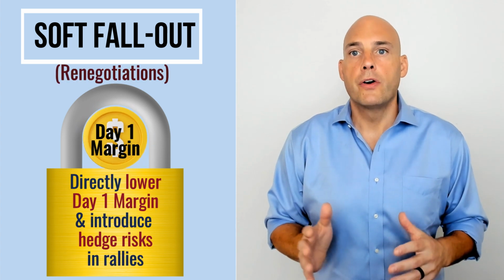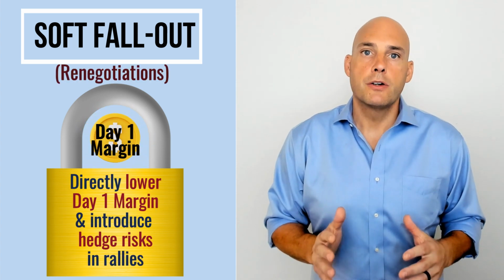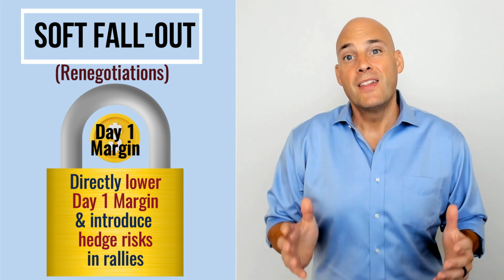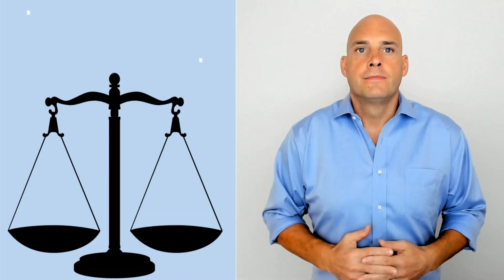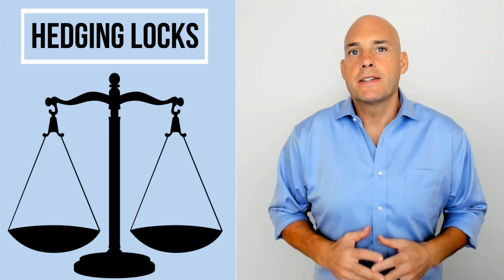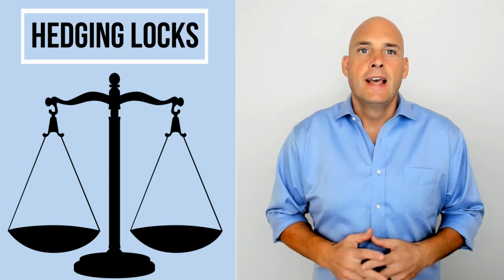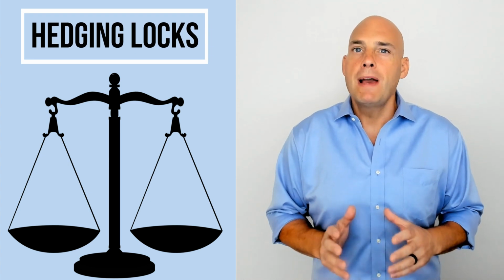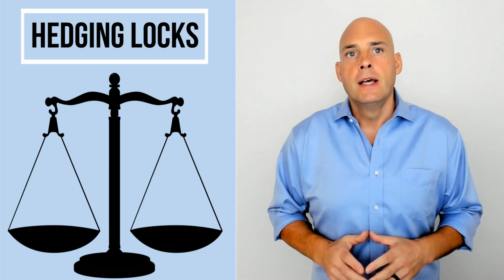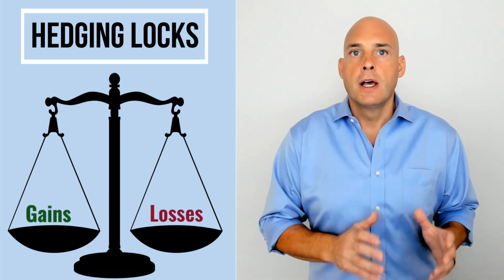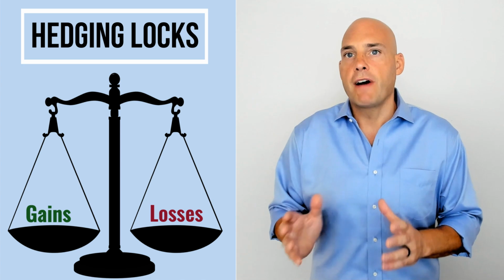Renegotiations directly lower the lender's day one margin, and they also introduce hedging-related risk in a rally that can be very difficult to model. With those definitions behind us, let's dive deeper into hedging locks. In a previous video, we explained that the goal of managing interest rate risk on a locked pipeline is to offset any gains with losses by hedging a financial asset with a related financial instrument.